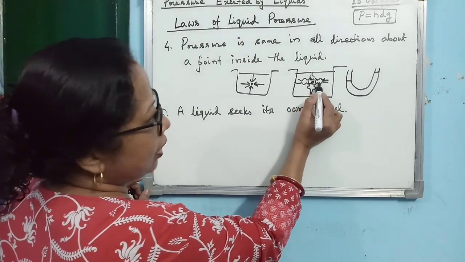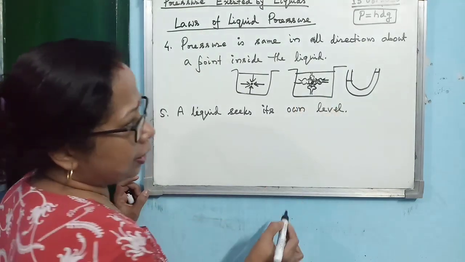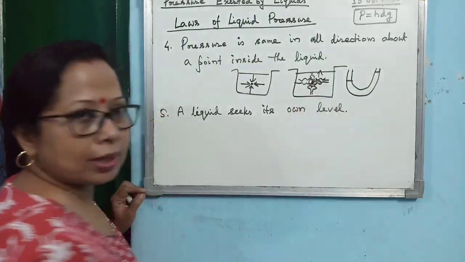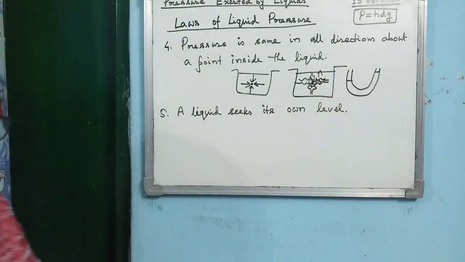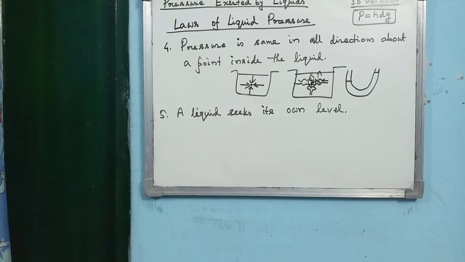Means you see, when you have kept it like this, pressure is in this direction. When you have kept it like this, pressure is in the downward direction. And when you have kept it like this, pressure is in the upward direction. In all the cases, there will be no change in the level of the mercury in the U-tube, which indicates that pressure is the same in all directions about a point inside the liquid.